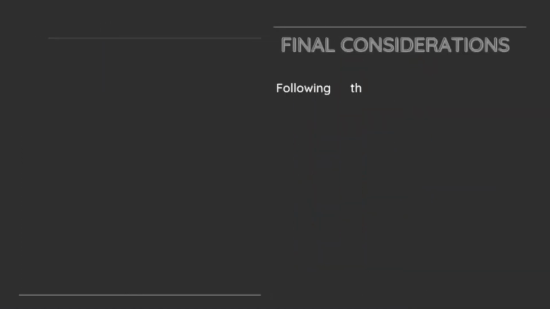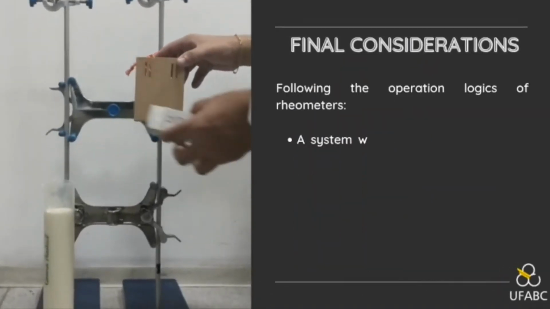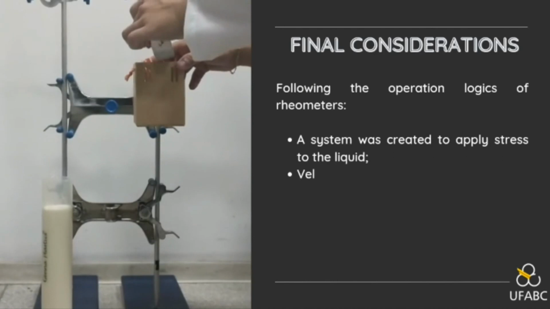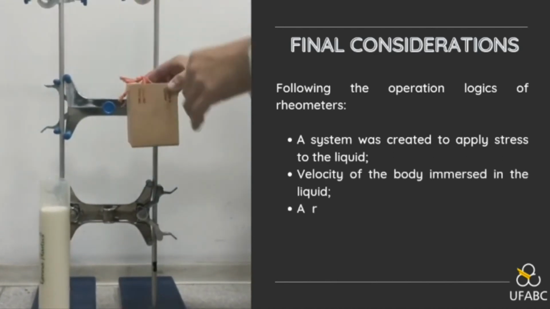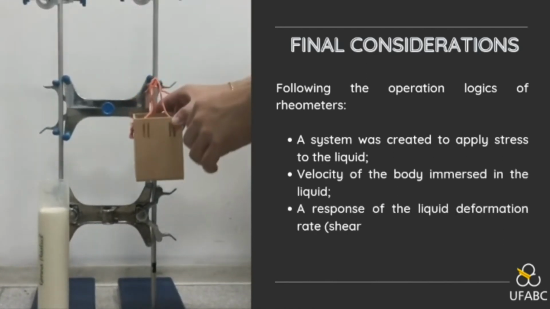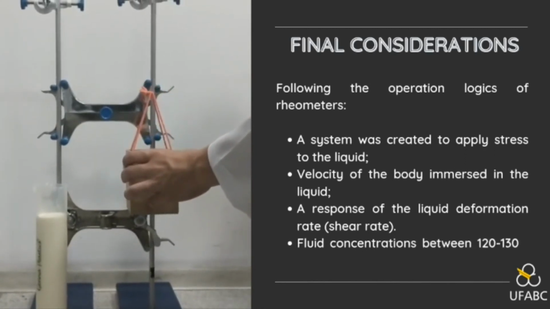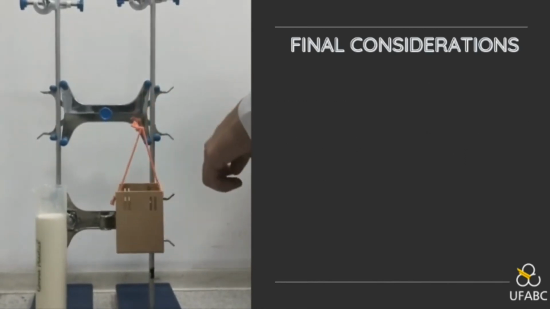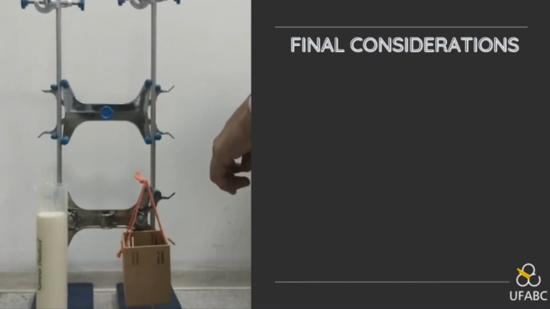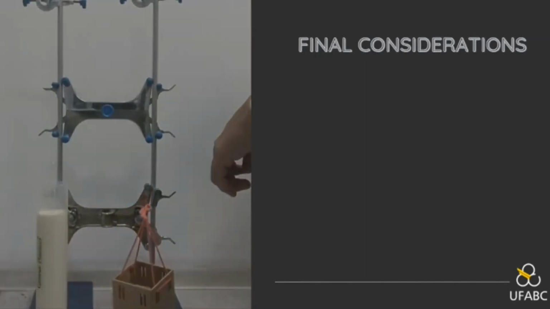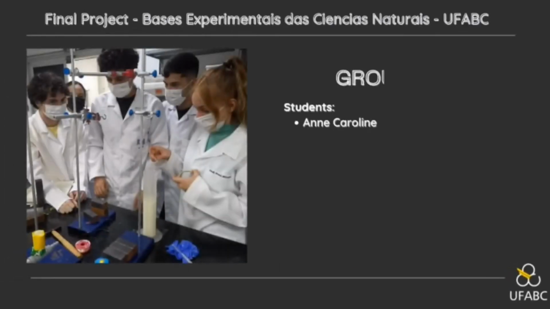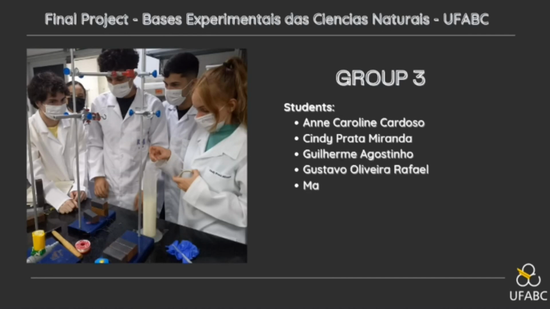Besides, we could see that behavior of all analyzed fluids deviates from the classic Newtonian behavior of viscosity. Furthermore, in some cases, we observed a slight decrease of the body's speed. That behavior allows us to conclude that this fluid must be a non-Newtonian kind of fluid, showing better its properties in concentrations between 120 and 130%.